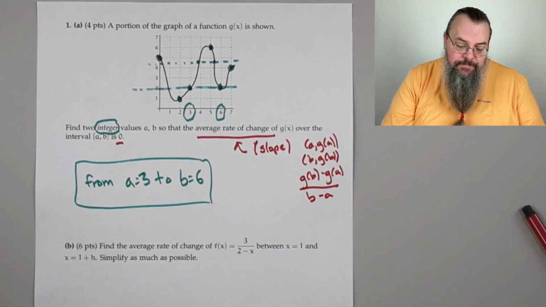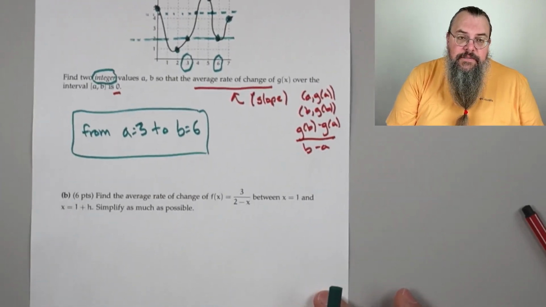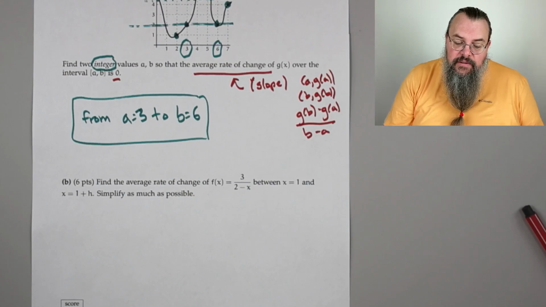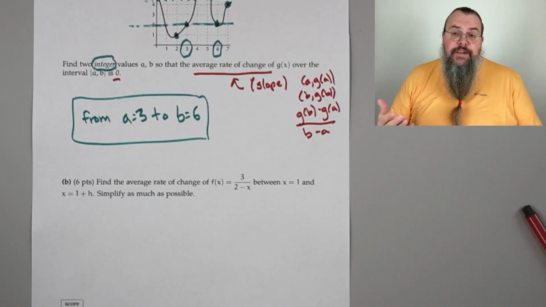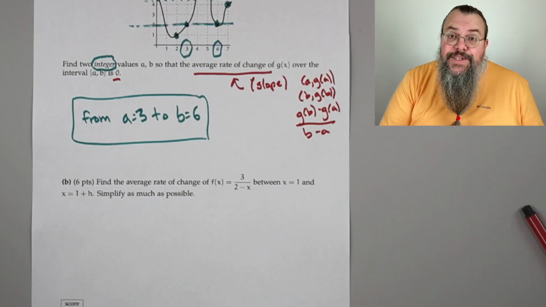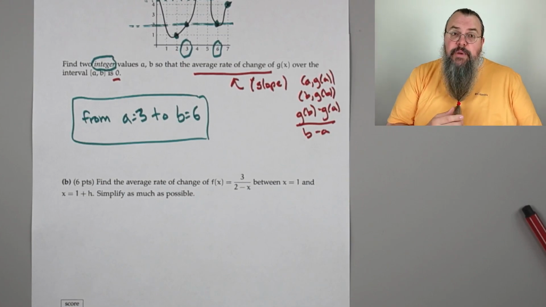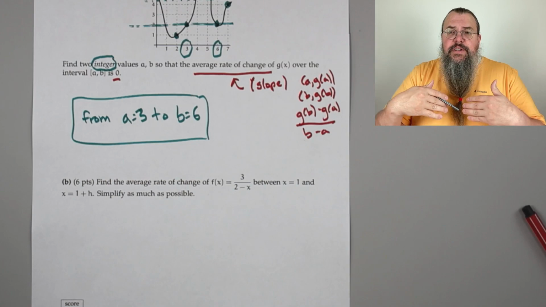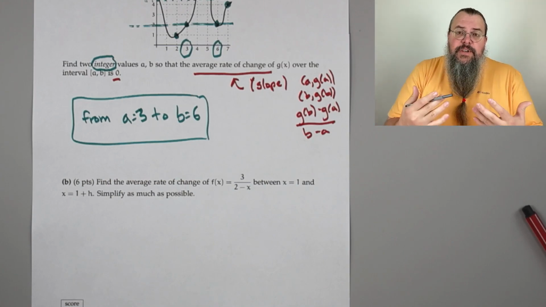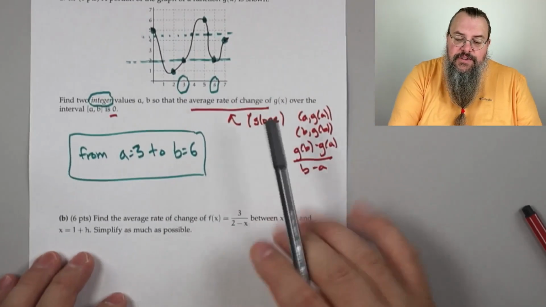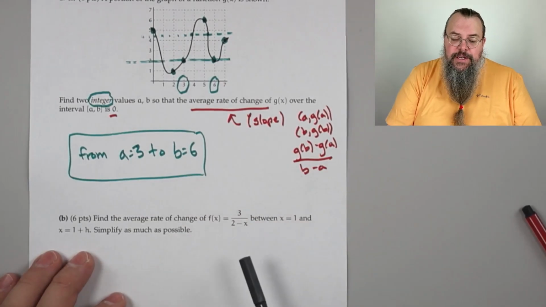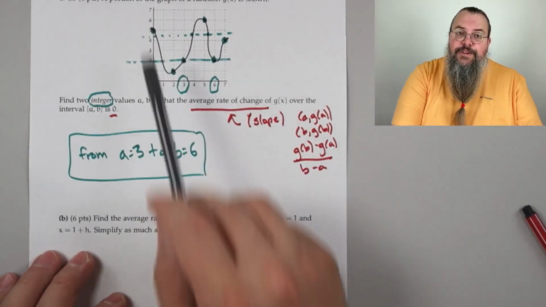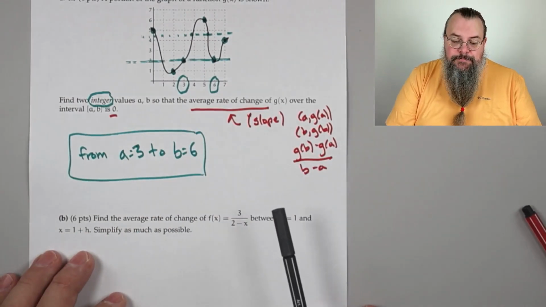Part B. Find the average rate of change of f of x, which is 3 over 2 minus x, between x equals 1 and x equals 1 plus h. Simplify as much as possible. So it's a little bit different. In fact, part A and part B aren't related to each other beyond the fact that it involves average rate of change. In particular, this graph is not the graph of 3 divided by 2 minus x. If it were, there'd be some weird asymptote happening at 2, which is not happening.